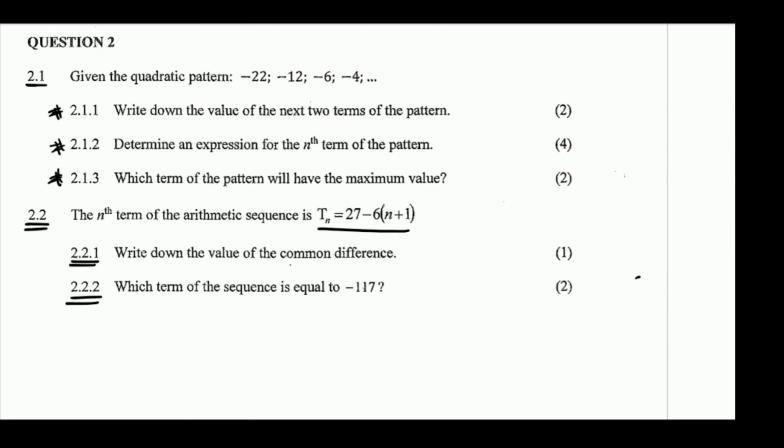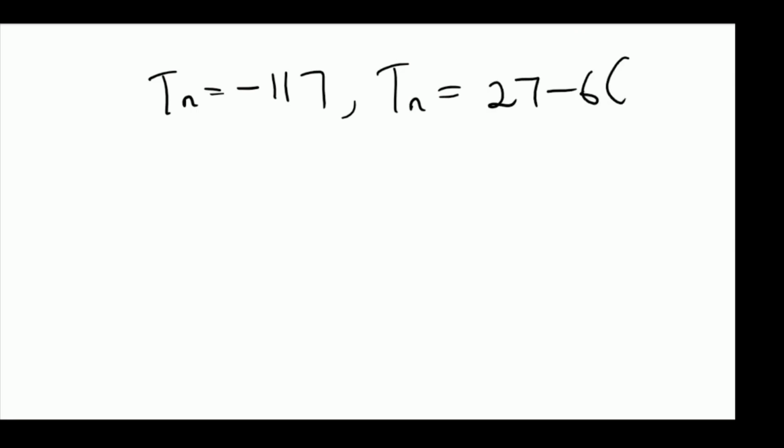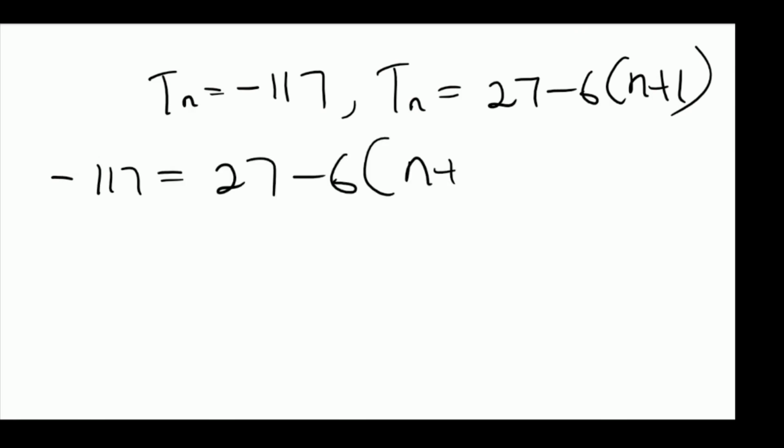In 2.2.2, we need to write down the term of the sequence that is equal to minus 117. So now what you're going to do is we are given Tn as minus 117, and we have our Tn, which is 27 minus 6 into n plus 1. To find the n value, we're going to equate to minus 117, sorry, minus 117 equals 27 minus 6 into n plus 1.